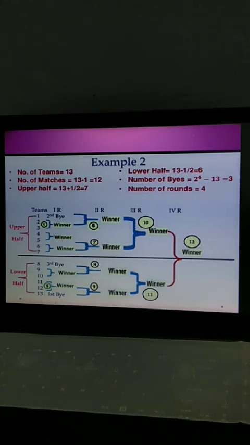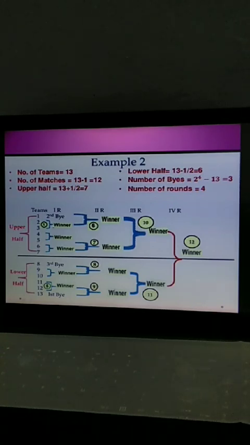So first get the byes. There are 3 byes we have to distribute. So first bye is given at the bottom team. Second bye we have given to the first team of the upper half. Third bye is given to the first team of the lower half. So 3 byes are distributed. Now the matches we can see, first round. So first match is here, 2 versus 3, and second match is here, 4 versus 5. Third match is here, 6 versus 7, and fourth match is here, 9 versus 10, and then another match is here, fifth match, this is 11 versus 12.